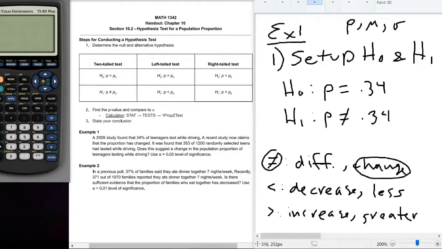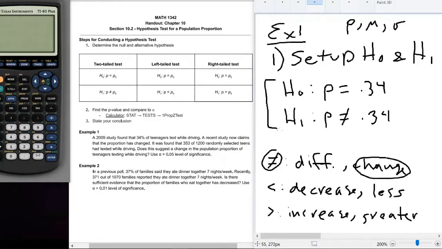So the researcher has reason to believe that the proportion of teenagers who text while driving has changed. So that's what the alternative is. You as a researcher are coming in and saying, I believe that the null hypothesis is outdated. Okay, so this is step 1. Set up your null and set up the alternative.